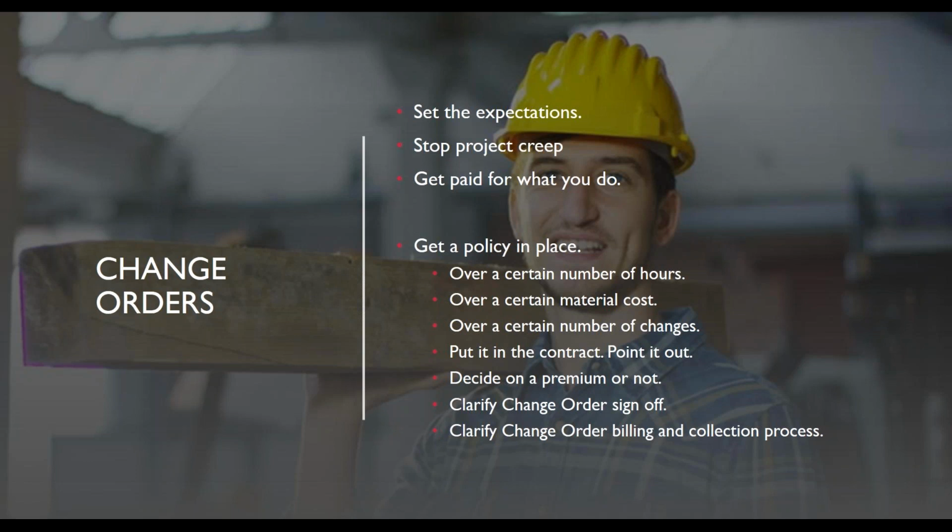So get a policy in place by specifying a change order process. Determine the level or number of changes above which you're going to issue change orders. Get this into the contract up front and point it out to the owner. Get the owner to agree and understand what your process is. Decide on a premium for change orders and clarify the sign-off process. Clarify the billing and collection process to the owners and your staff. Make sure everybody in the company understands what it is.